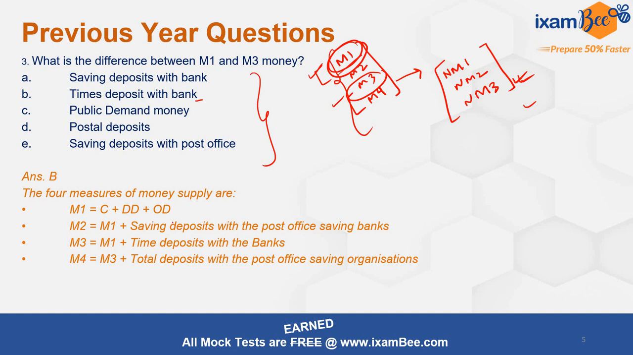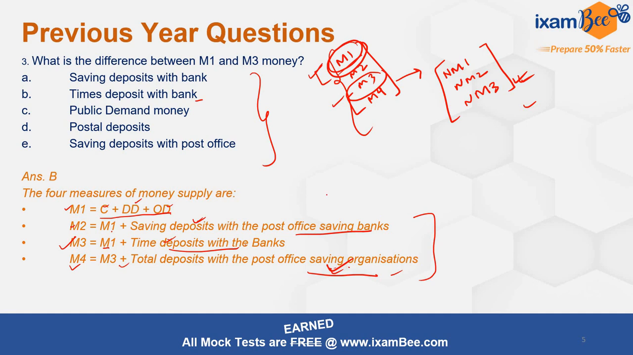So the four measures of money supply are given here. M1 includes currency, demand deposits plus other deposits with RBI. M2 includes complete M1 plus savings deposits with post office savings banks, and M3 is M1 plus time deposits with the banks. So this is savings deposit and this is time deposits with the banks. M4 is complete M3 plus total deposits with post office savings organizations. So it includes post office savings organizations as well as the commercial banks' deposits, both, right?